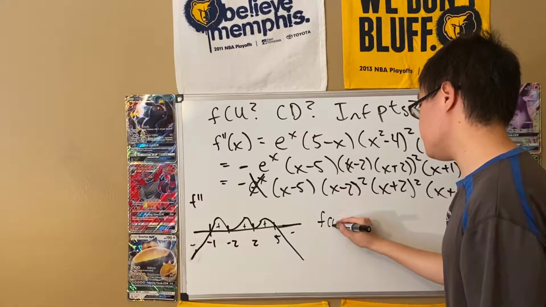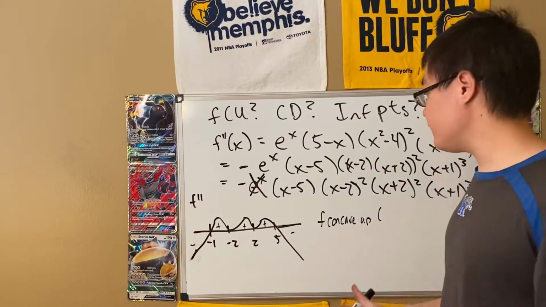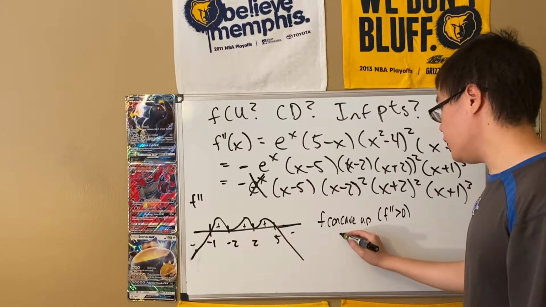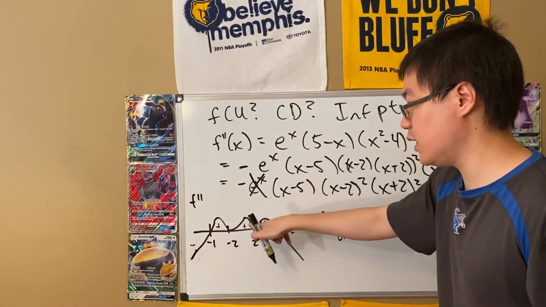So f is concave up. I like to write the justification first to build my confidence. That's where f double prime is positive. This is the rule. And then where is it positive? It looks like it's going to be on these 3 intervals because that's literally where there's pluses.